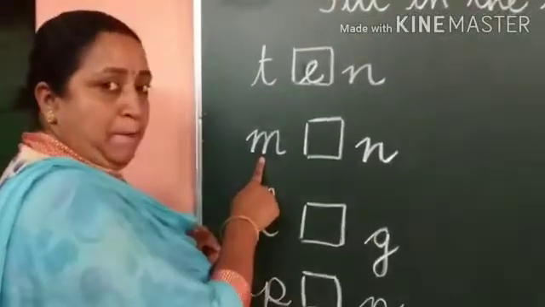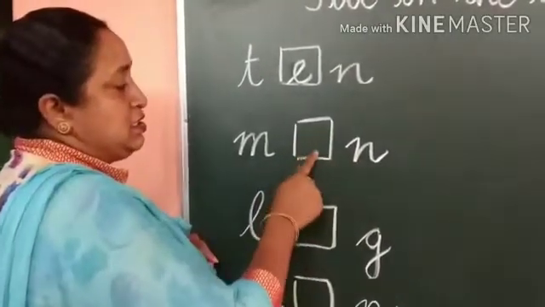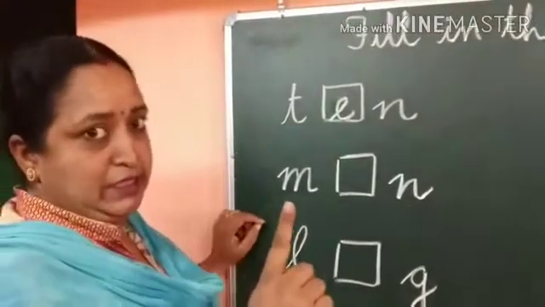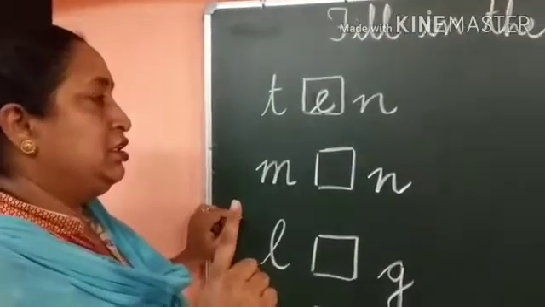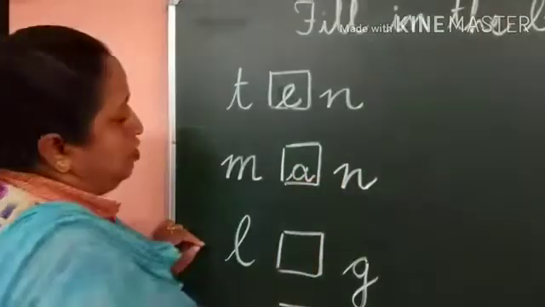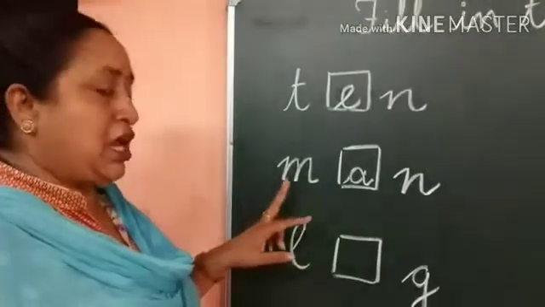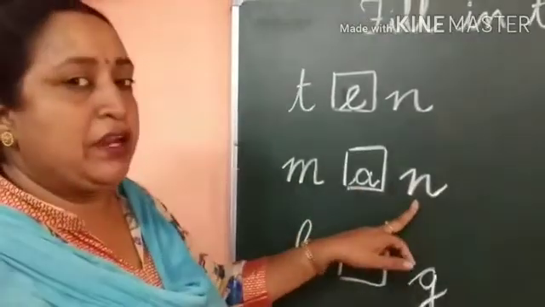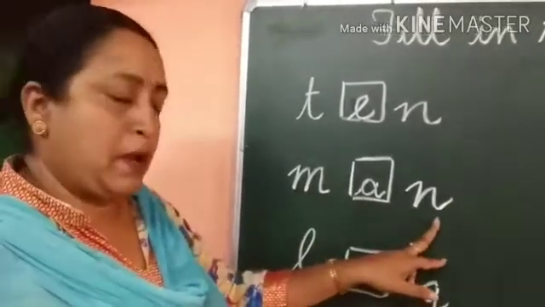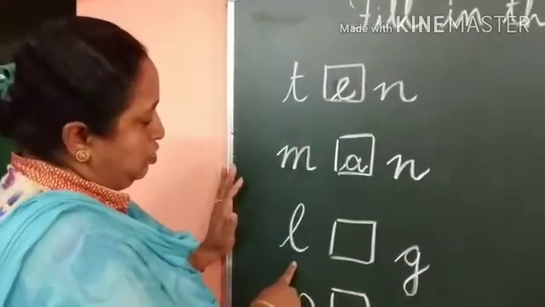Next, M, box, N. This is the blank space or the box. Here I have to fill in one letter. What is that letter? I will use the first letter A. What did this become? Read it. M-A-N. Man. It has become M-A-N. Man.